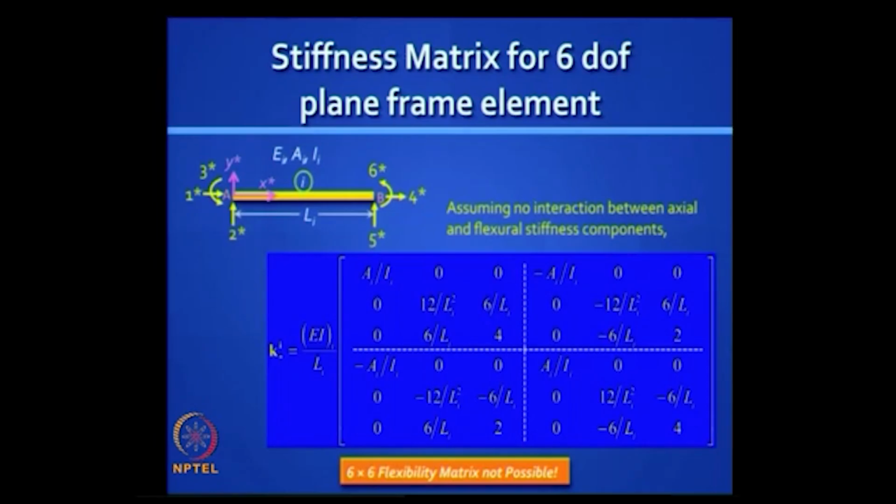3, because the element itself is physically unstable. To hold it in place you need to arrest 3 degrees of freedom, and we will do that when we do the reduced stiffness method. That is why this matrix is singular, it cannot be inverted. There is no flexibility matrix possible by inverting this 6 by 6 matrix. You have to reduce it to a 3 by 3 matrix, which we will do in the reduced element stiffness method, and the inverse of that is the flexibility matrix.